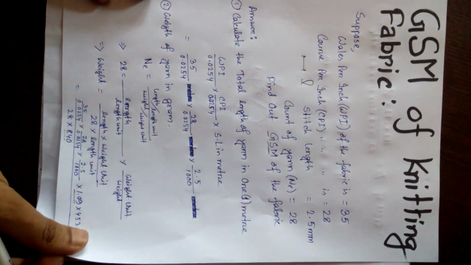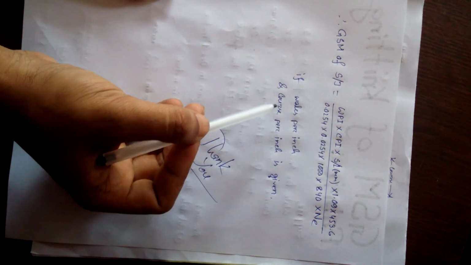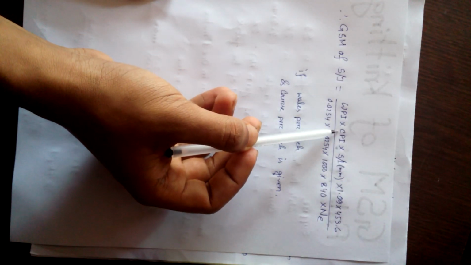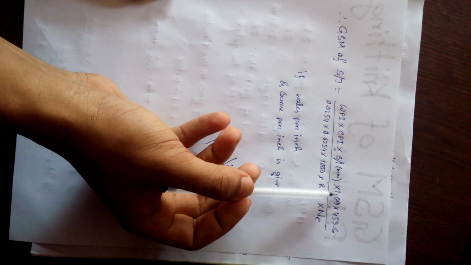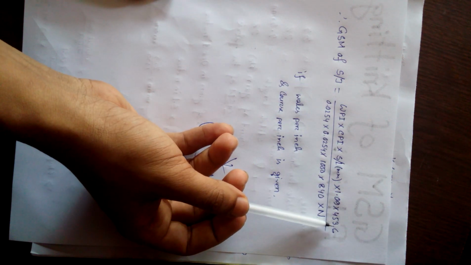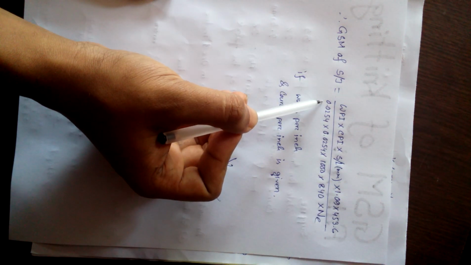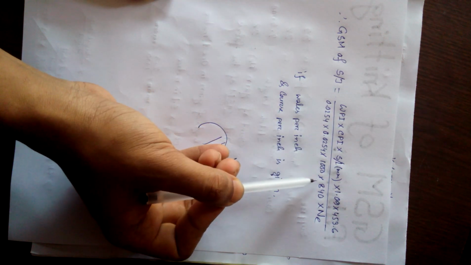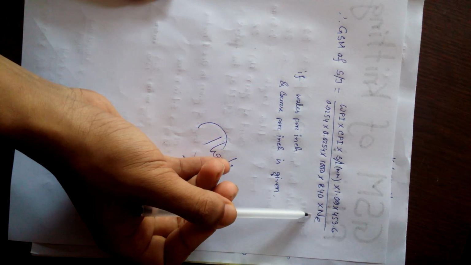453.6 gram. So our whole formula would be, if the given data is in inch, then the formula would be WPI into CPI into stitch length into 1.09 into 453.6 by 0.0254 into 0.0254 into 1000 into 840 into English count.